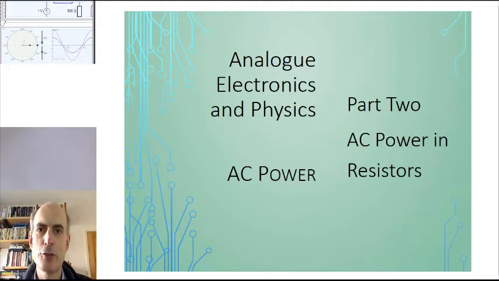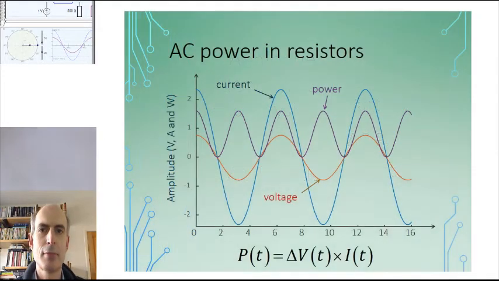Hello, and in this second short video, I'm going to be looking at AC power in resistors. Now, the thing about resistors is that the current flowing through them is always proportional to the voltage across them. That's what Ohm's law tells us. The current is the voltage divided by the resistance.